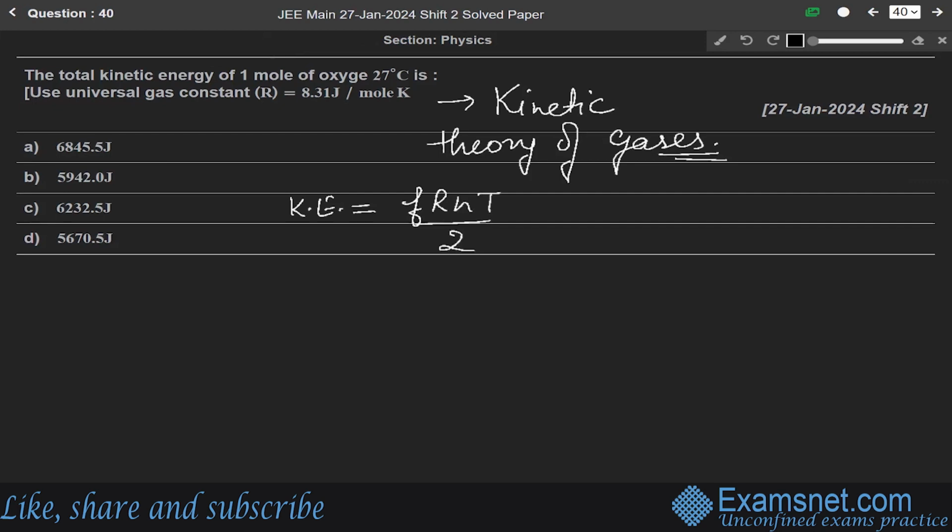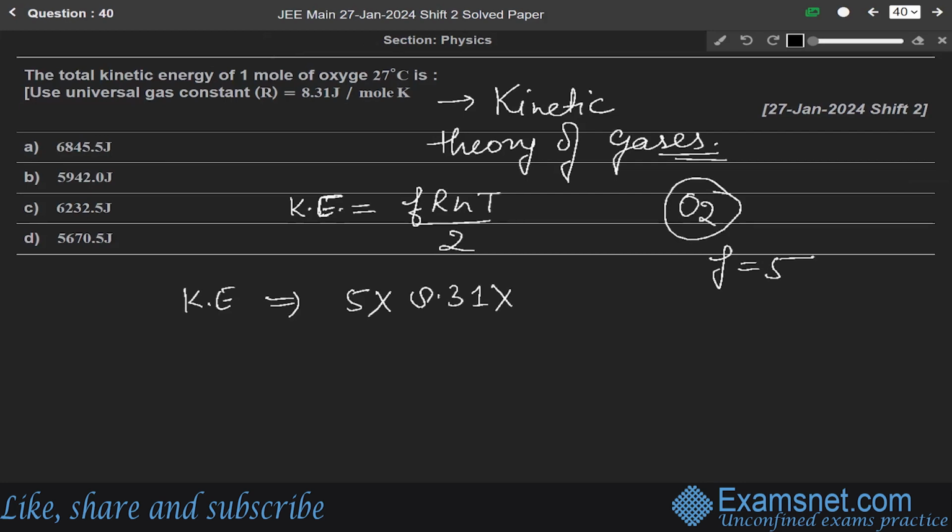Students, this question is also based on a direct formula. So you can see many questions are directly formula based questions. So you can score very good marks in such types of entrance exams. Okay. So kinetic energy equals f R n T by 2. Since oxygen is a diatomic molecule, we write f as 5. So kinetic energy will be equal to 5 into R, R is given as 8.31, into n.